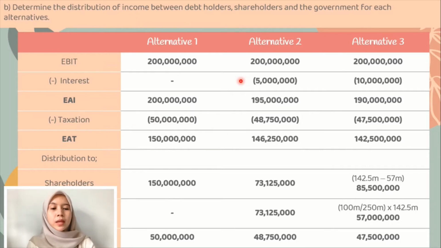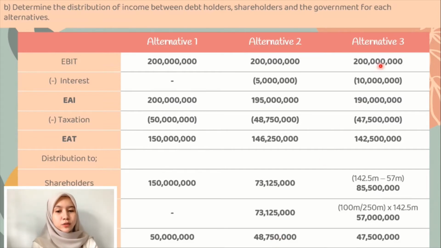the government 50 million ringgit, which we get from the taxation. And for alternative 2, EBIT 200 million ringgit minus interest 5 million ringgit, which is 50 million times 10%, and then the EAI will be 195 million ringgit. So it will be deducted with taxation, which is 48.75 million, which is 0.25 times 195 million, so the EAT will be 146.25 million, and it will be distributed to shareholders and debt holders 50% and 50%, so it will get 73.125 million each, and to government 48.75 million.